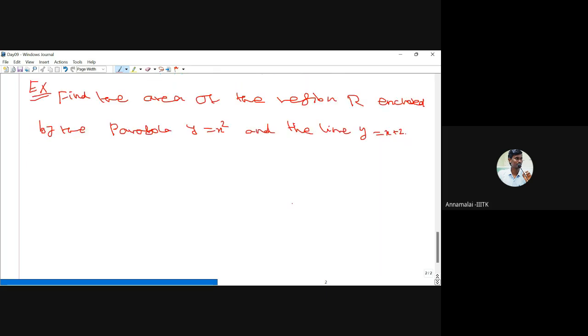Now first you got to draw the picture. So one curve is y equal to x square. So therefore the curve should be, but it's not given that first quadrant or second quadrant, anything. So just a parabola. So this curve and y equal to x plus 2.